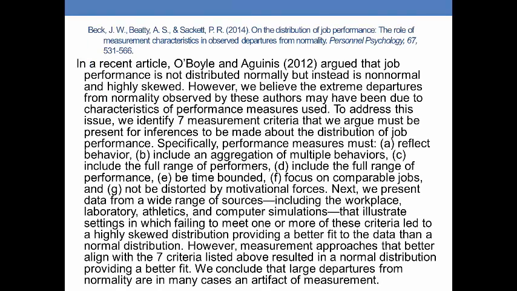Now we've got an article by Beck, Beatty and Sackett 2014, where they say, in a recent article, O'Boyle and Aguinis 2012 argued that job performance is not normally distributed, but instead is non-normal and highly skewed. However, we believe that the extreme departures from normality observed by these authors may have been due to characteristics of performance measures used. To address this issue, we identify 7 measurement criteria that we argue must be present for inferences to be made about the distribution of job performance.